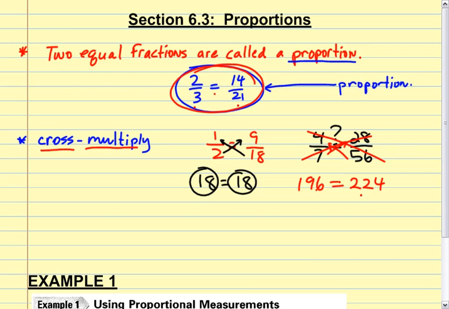That's false. So anytime we want to see if two fractions are equal, just cross multiply and see if you get the same number. They were not. 196 does not equal 224. Okay? I love cross multiplying. We can only do it when we have one fraction equaling another fraction.